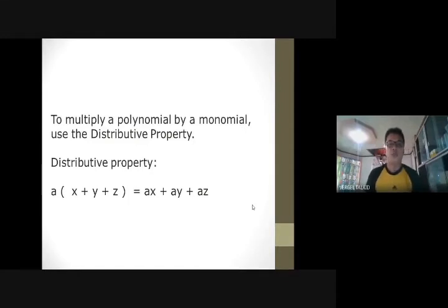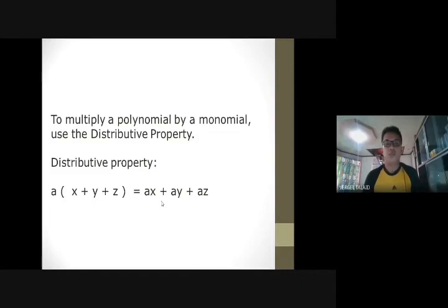So this time we are going to use the distributive property. This is the distributive property if a is multiplied by a trinomial x plus y plus z. We are going to distribute a to each term of this trinomial, so that becomes ax. A times y is ay, and then a times z is az. So the product is ax plus ay plus az. That is the distributive property.